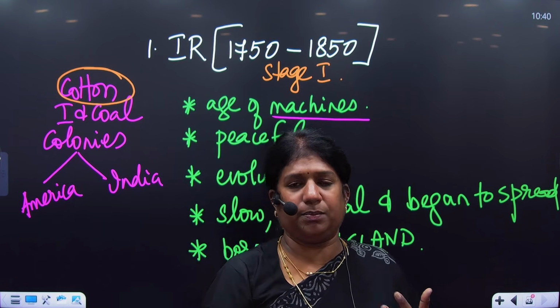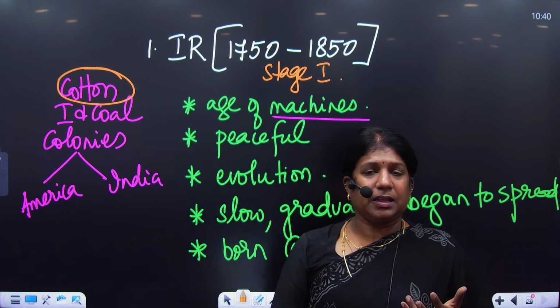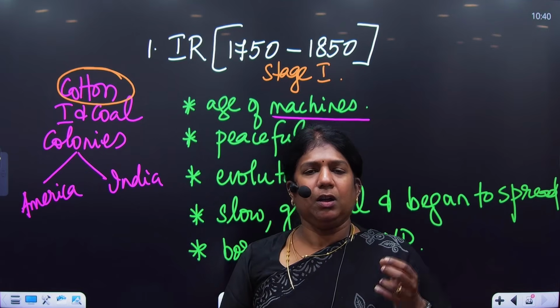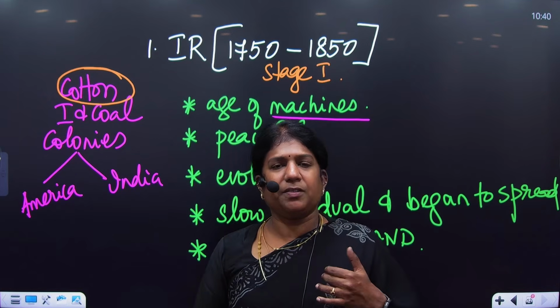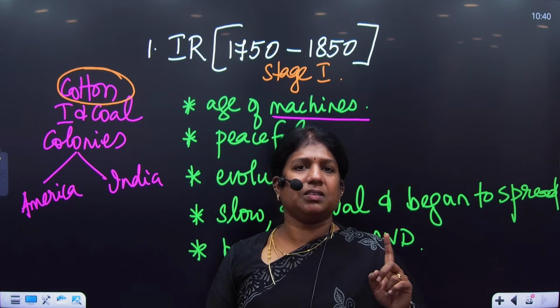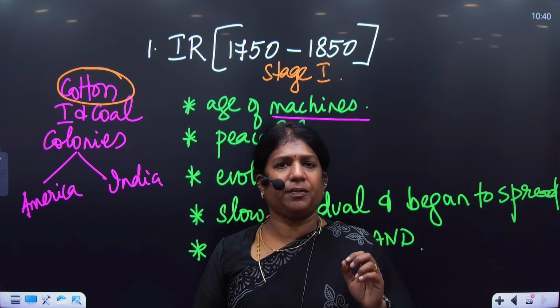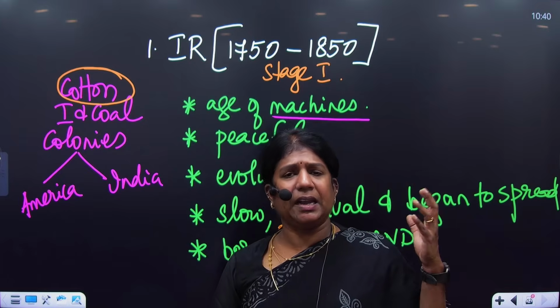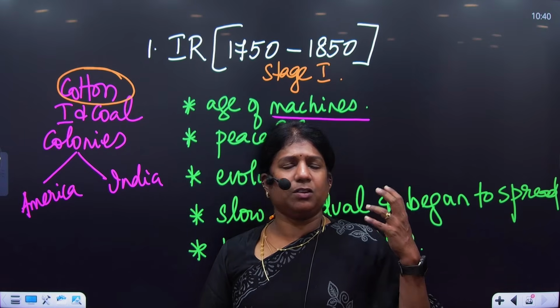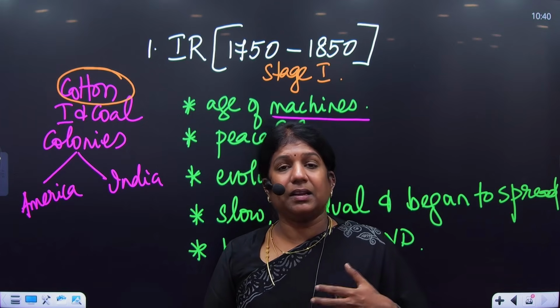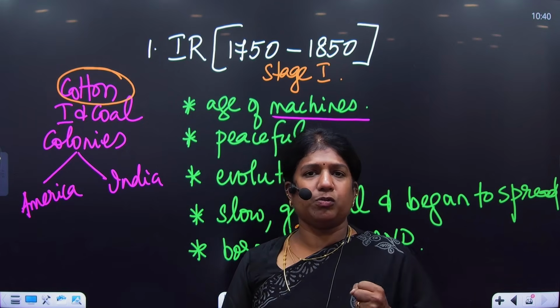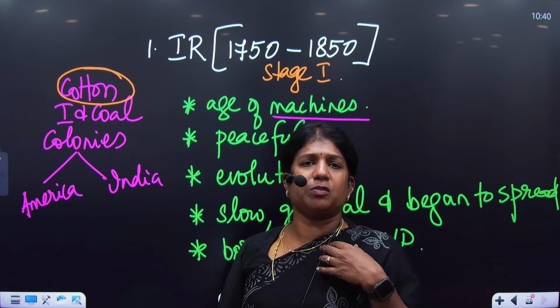That's why there is a very famous slogan: whoever said cotton said Industrial Revolution. Because stage one, the first revolution, took place in the field of cotton. They were great inventors, great scientists. Plenty of value addition was there in England, and that is why we say IR was born in England. This was a very famous PYQ.